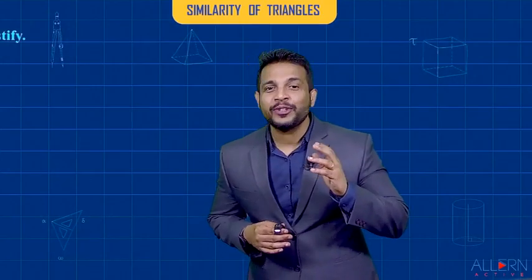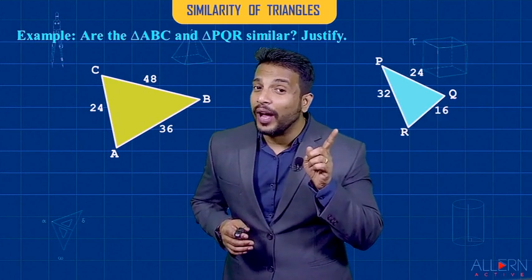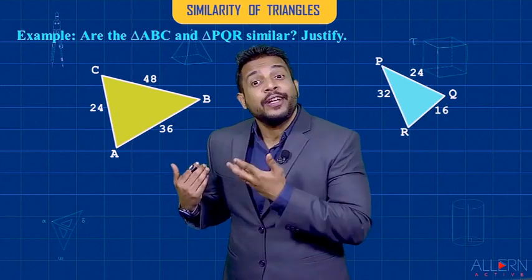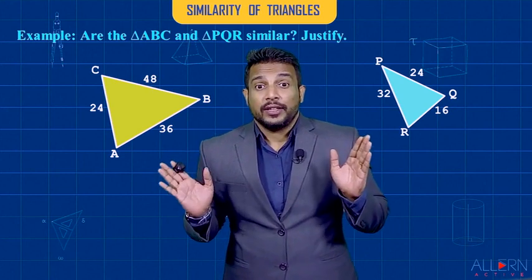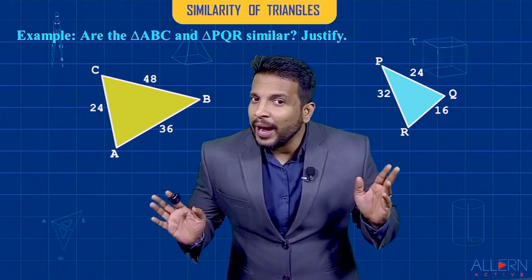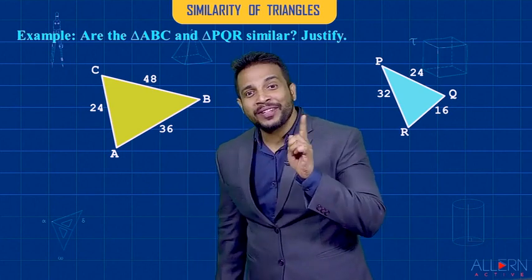Let's do a simple sum based on similarity of triangles. The sum says: are the triangles ABC and PQR similar? If they are, we need to justify, right? Now, one thing is very clear: if these two triangles are going to be similar, it is going to be by the SSS test of similarity, because there is information only about the sides.